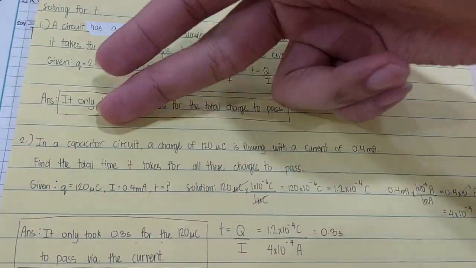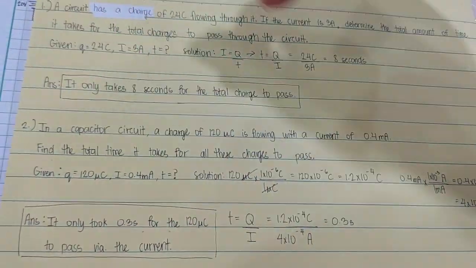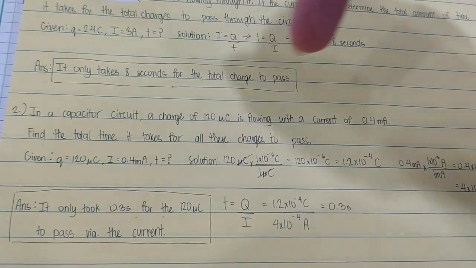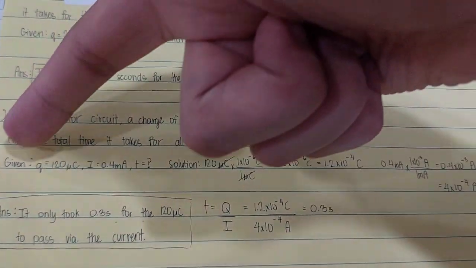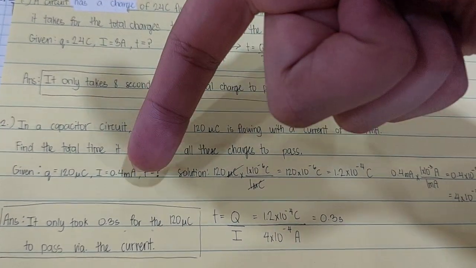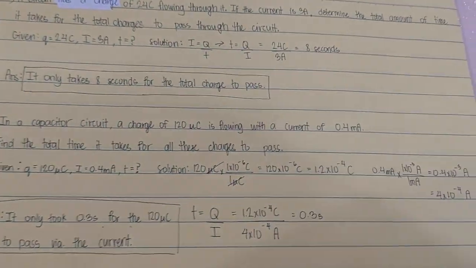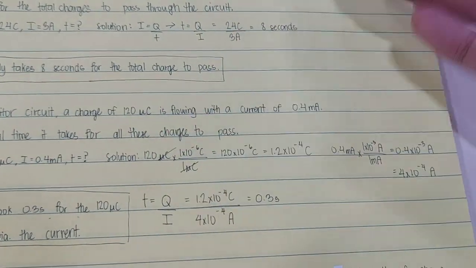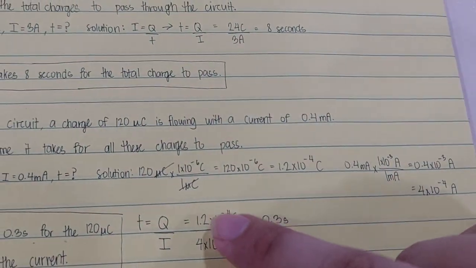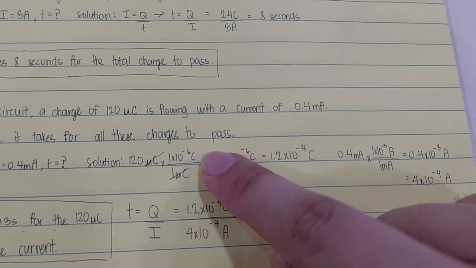So let's take a look at our givens. For our charge, we've got 120 microcoulombs. For current, 0.4 milliamperes. And we're asked to find time, so time is still undefined. Before we start using the formula, we have to convert the microcoulombs into coulombs. So, in 1 microcoulomb, how many coulombs are there?